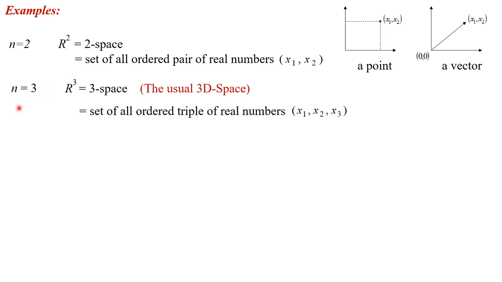Then if n is equal to 3, we have R3, and this is called the three space, or the usual three-dimensional space. And the three-dimensional space is a set of all ordered triples.